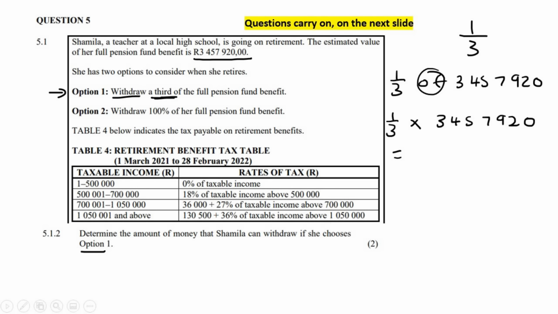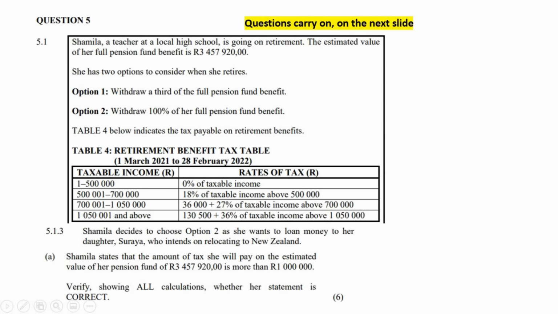Okay, and if we had to go work this out, that's going to be 115,2640. That's how much money she will withdraw in option number 1. Okay, so this question now says, Shamila decides to choose option 2 as she wants to loan money to her daughter, Saraya, who intends on relocating to New Zealand.